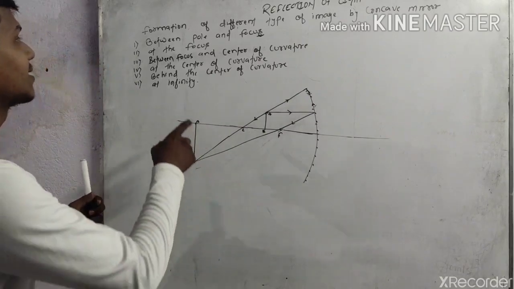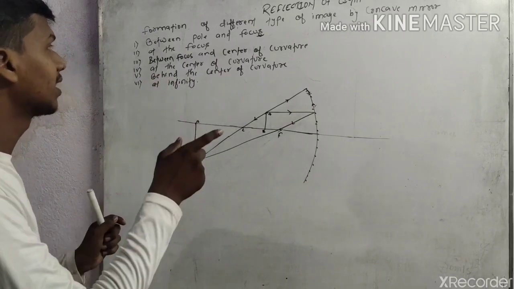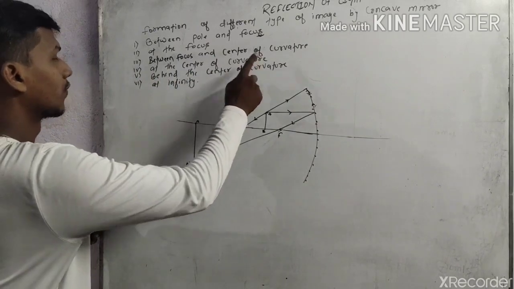So the fourth case is, what will happen if the object is at the center of curvature?